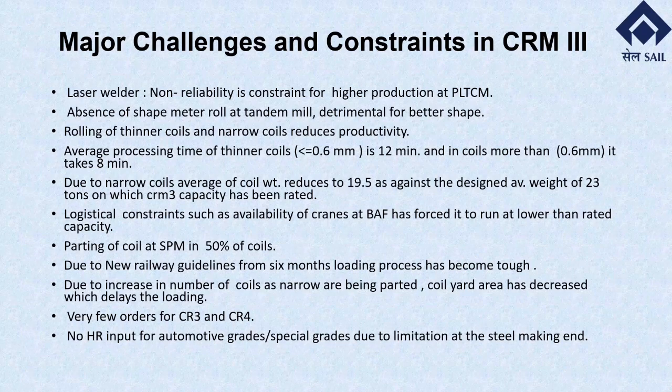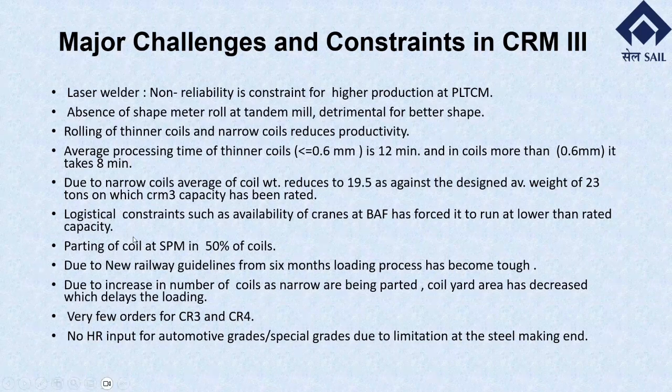Then coming to the next section, the bell annealing furnace, BAF. We have logistical constraints such as cranes. Loading is done through cranes, and we have a very closed window for loading the coils, so it takes a lot of time. The BAF is rated for 0.86 million tons, but we have achieved around 0.5 million tons till now.